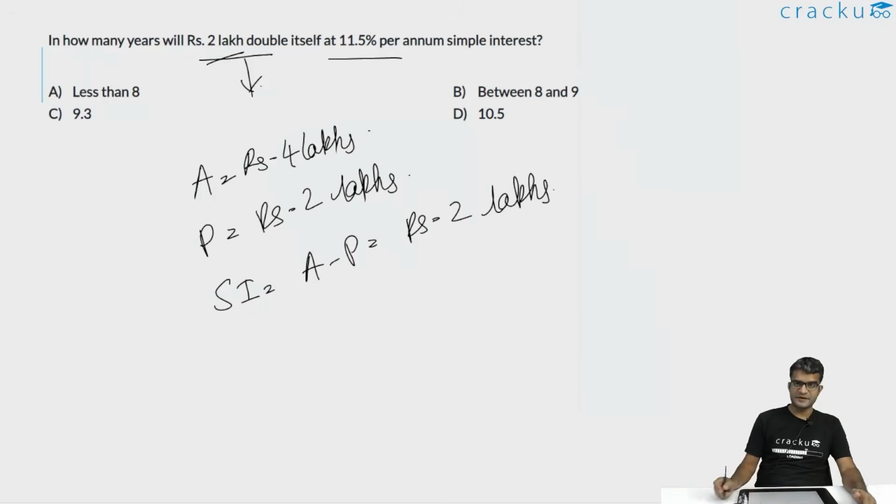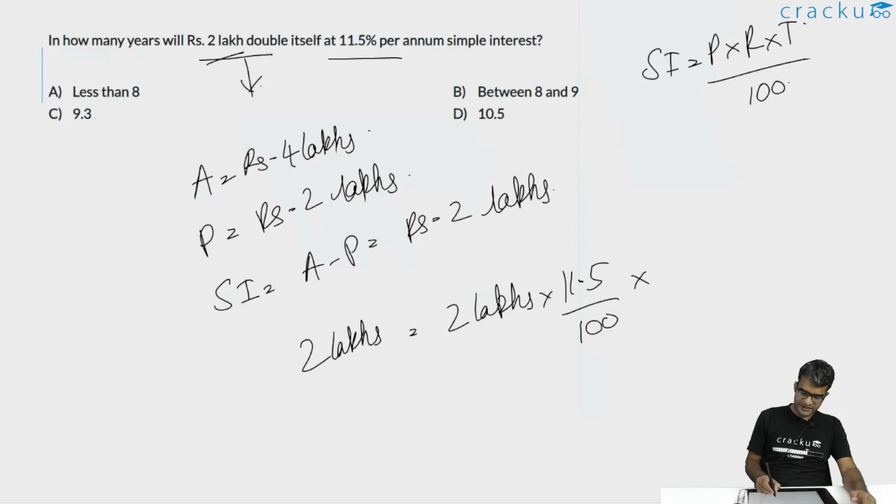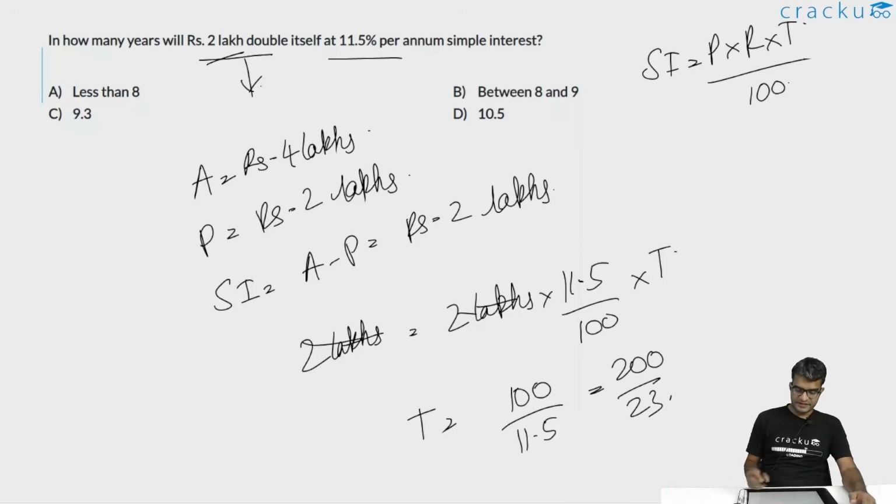We know the formula for simple interest. Simple interest is equal to principal into rate of interest into time divided by 100. So in this case, the simple interest is 2 lakhs, which is also equal to the principal, which is 2 lakhs, into the rate of interest, 11.5%, into the time period T. So we are looking for the time period T, which is equal to 100 divided by 11.5, which is equal to 200 divided by 23. This is a number which lies between 8 and 9.